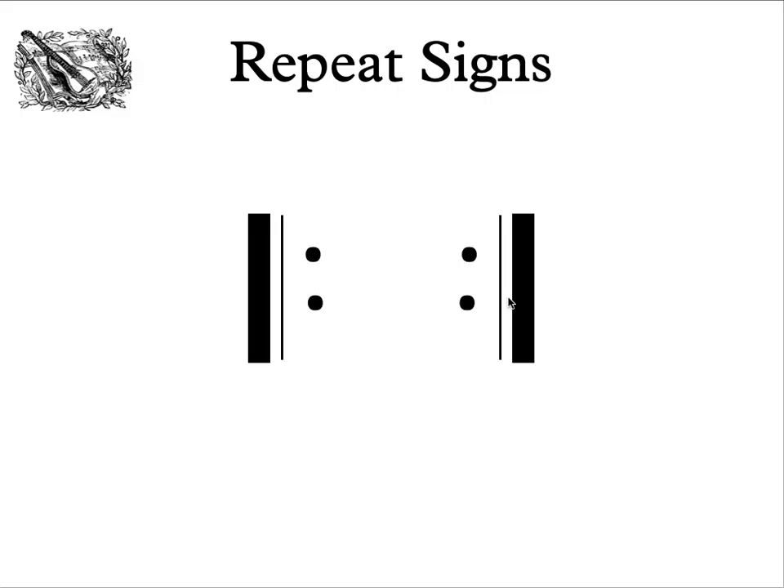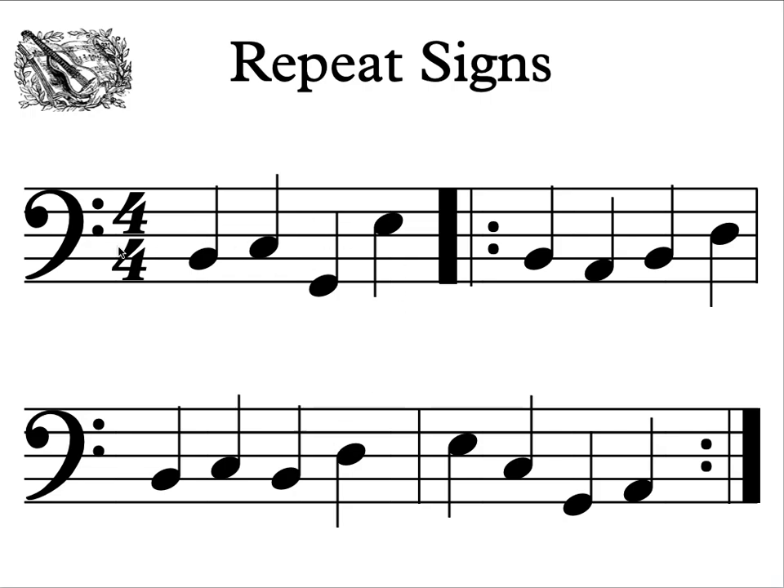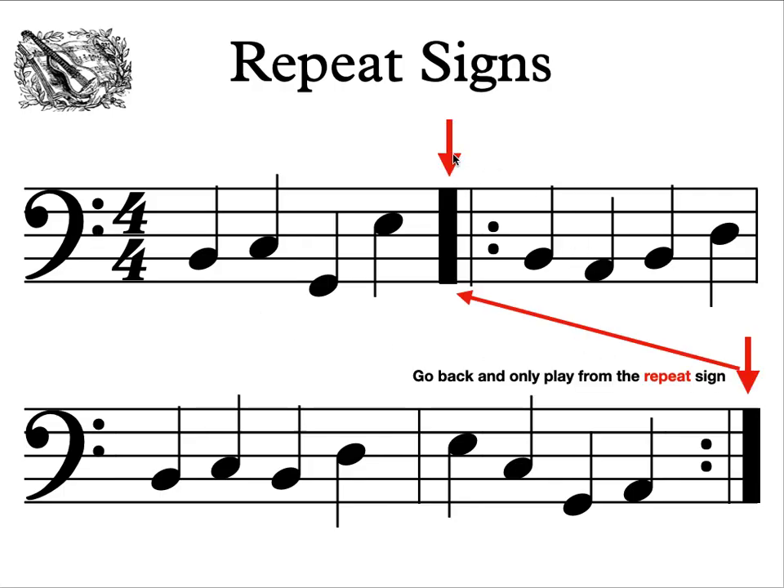Okay, now we have a section repeat. We're only going to repeat from here to here. And so this could be placed anywhere in the music. So it doesn't appear at the beginning, it appears right here. So we're going to play from the beginning all the way to the repeat sign, and then we're going to repeat back to this section, but not the beginning. So it would go like this. And then back to here, but not the beginning. So that's a section repeat.